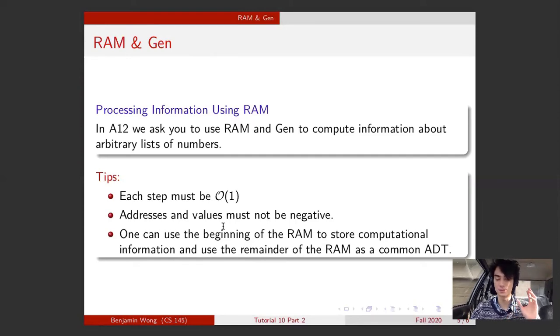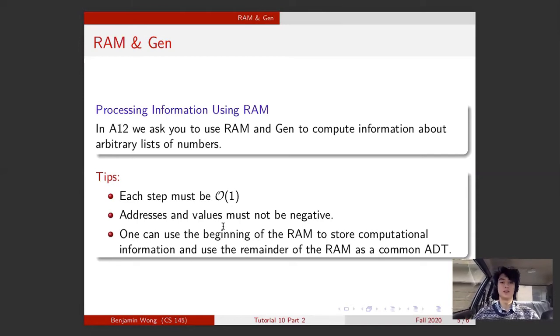Sorry, I kind of rolled straight into the tips, but I want to do a little bit more background. On A12, we give you Gen and we give you RAM, and we ask you to write a program using Gen. But for that program, you only get to define the start and the step function. Then we will provide the list, call Gen on the list with the start and step functions that you provide, and see what happens.